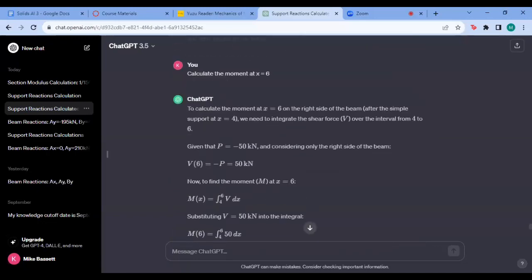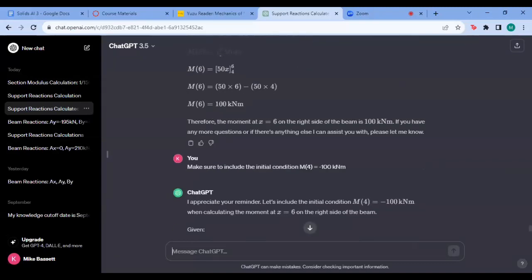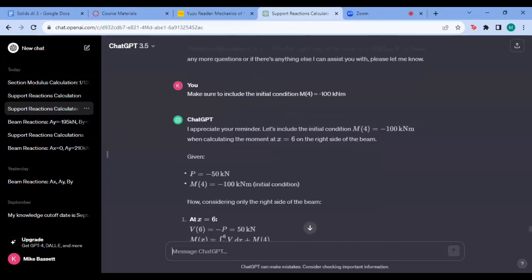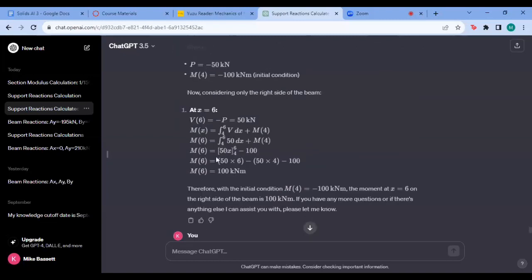So it calculated the moment finally when it just got to V of 6 equals 50 kilonewtons. And then it calculated M of 6 to be at 100 kilonewton meters. And I asked it to include the initial condition when it calculated M of 4 equals 100 kilonewton meters. So it did that. And it did an erroneous calculation here when it finally corrected everything.